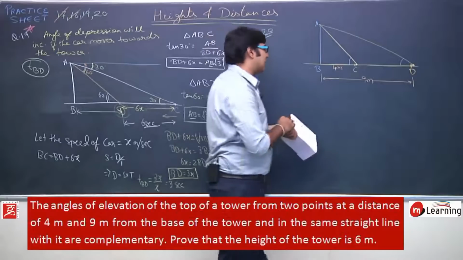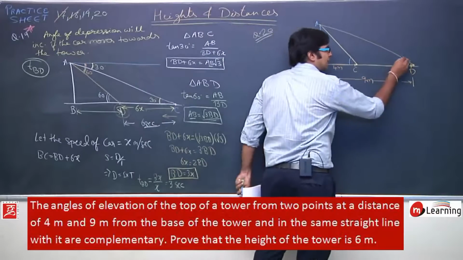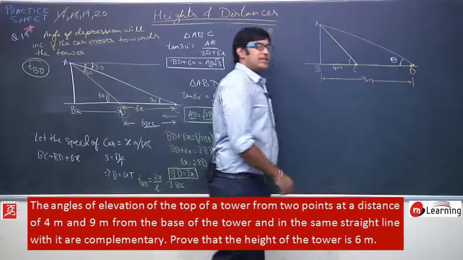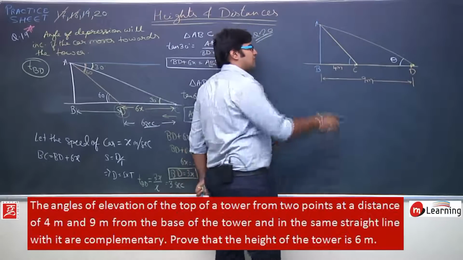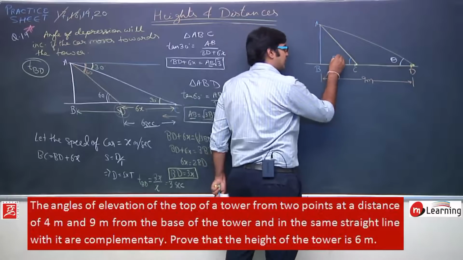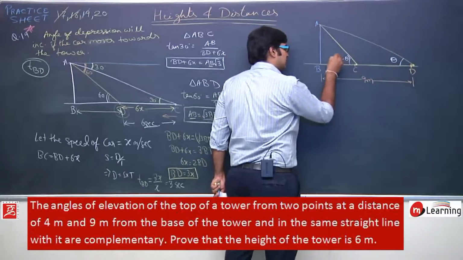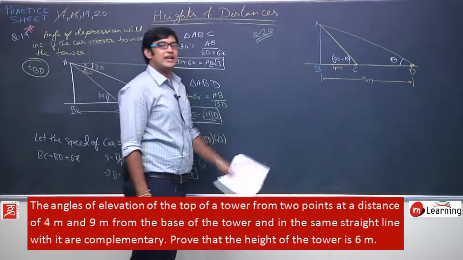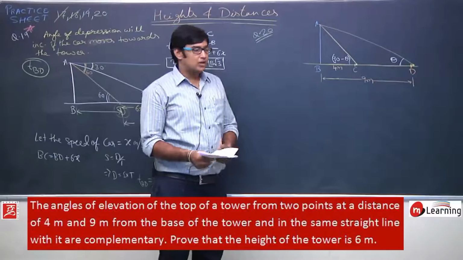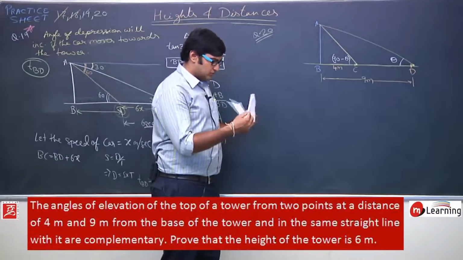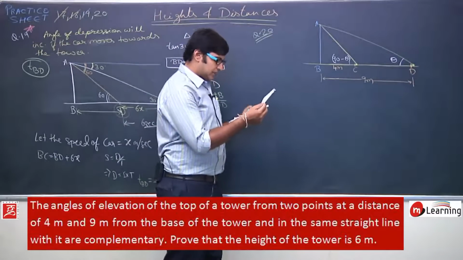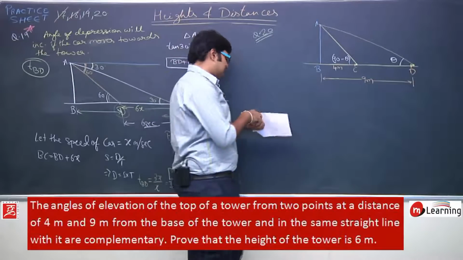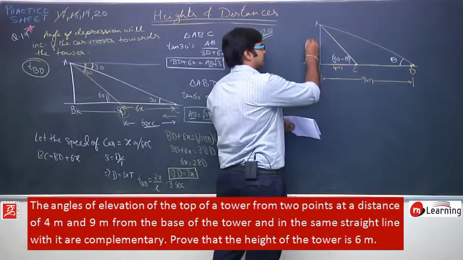So if I say that here the angle of elevation is theta degrees, then I can say the angle of elevation at this point is 90 minus theta. Now my task is to determine the height of the tower. I need to determine the height of the tower, that is this h.